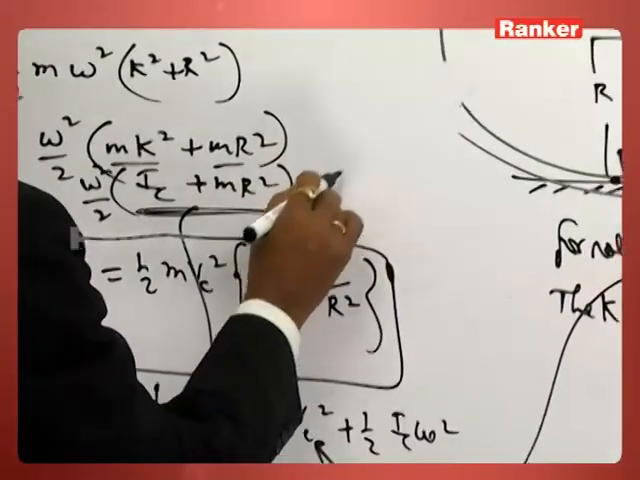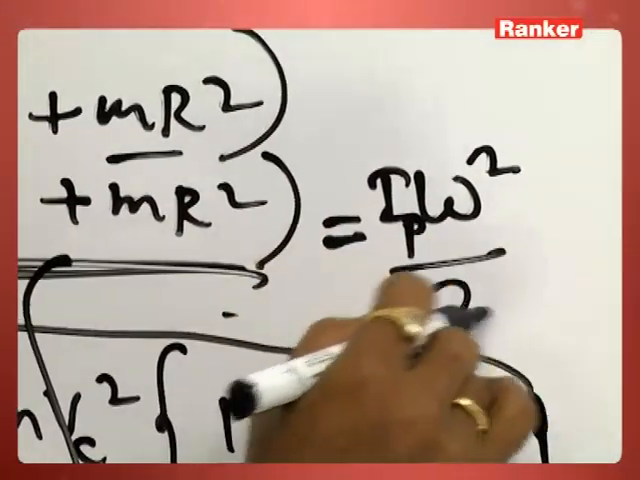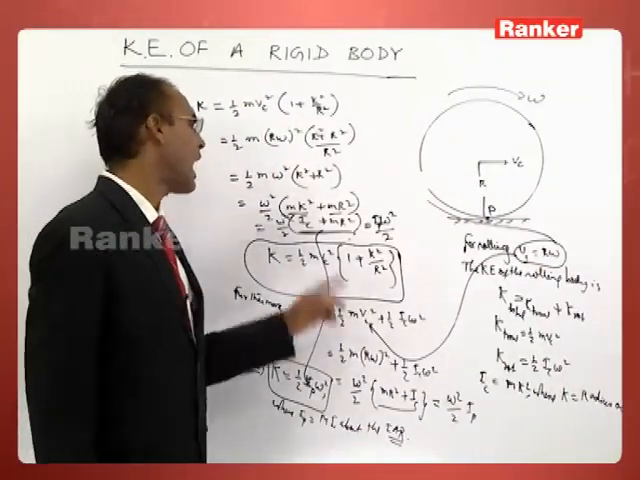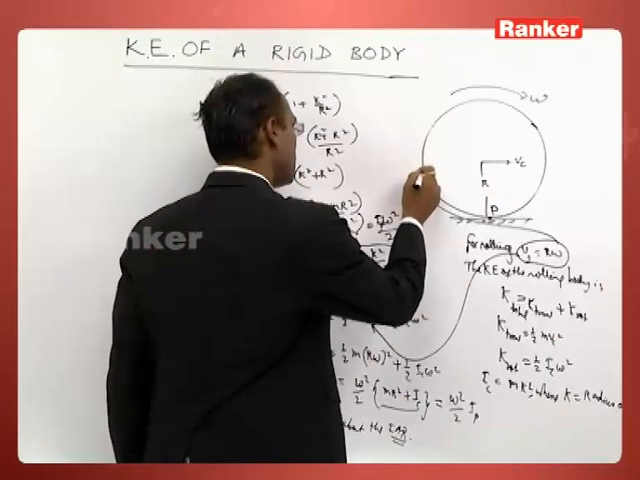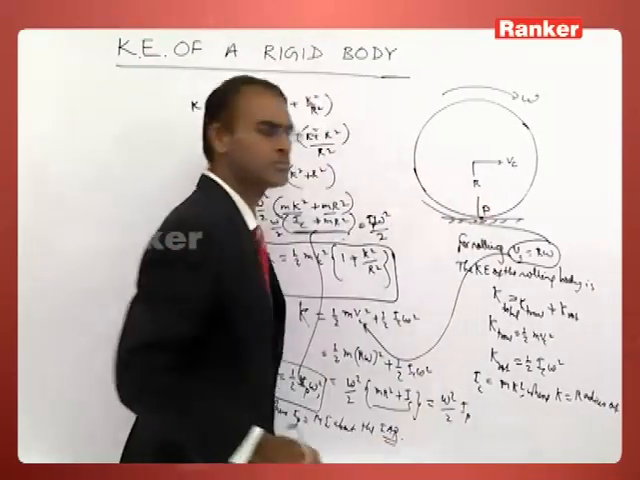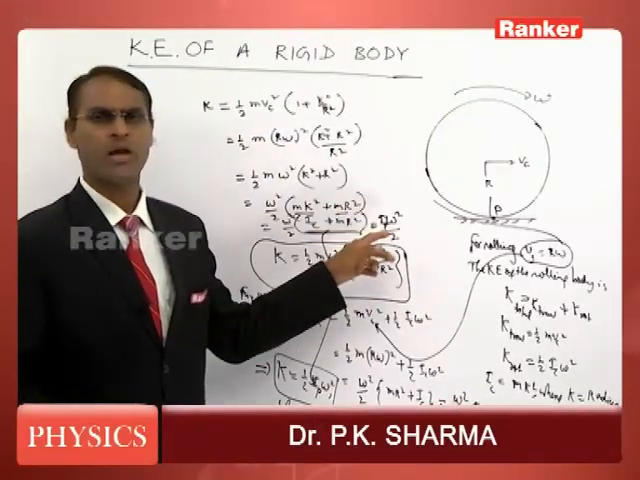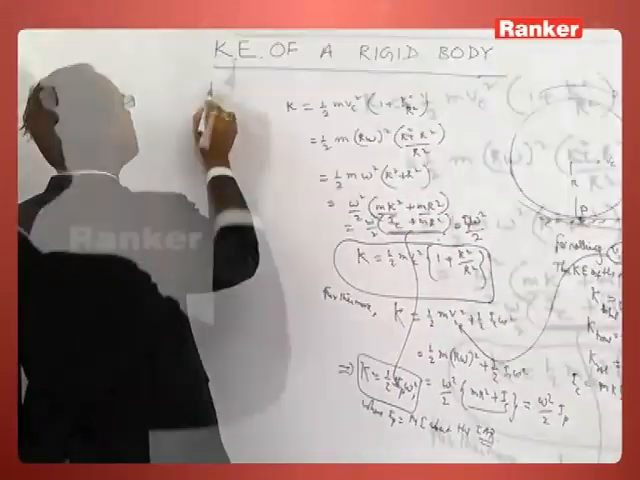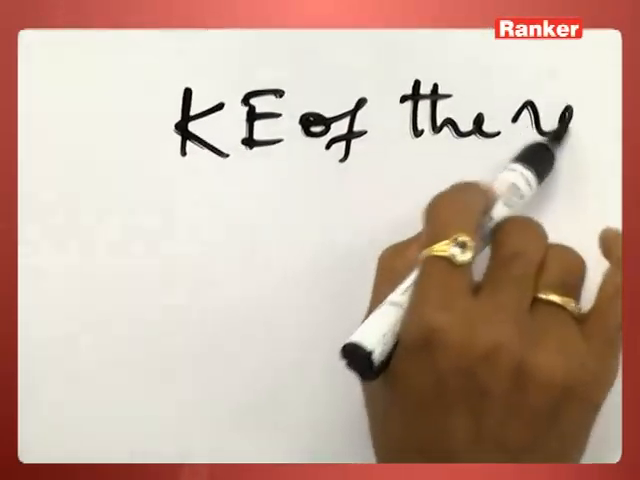In this way you are getting the same answer of the total kinetic energy, which will be equal to half of the moment of inertia of the rolling object about the instantaneous axis of rotation, that is P, into the square of the angular velocity of the rigid body. So here the kinetic energy of the rolling body.